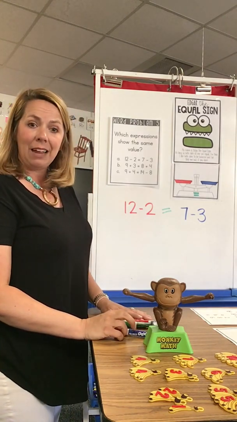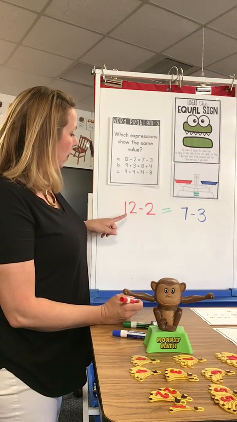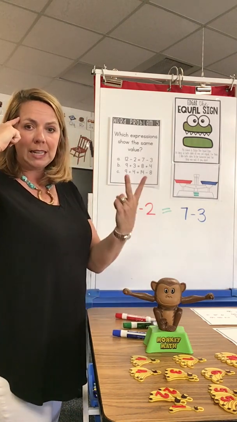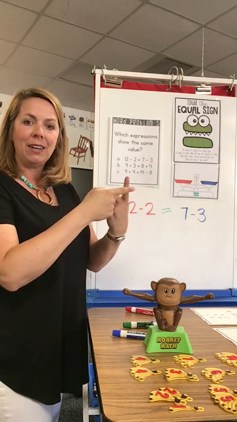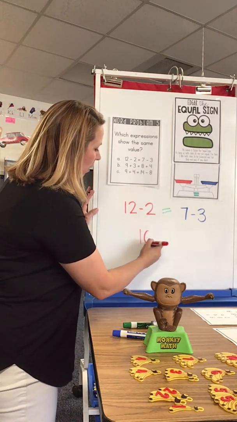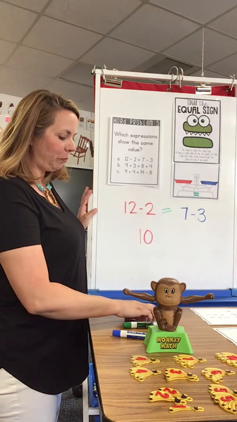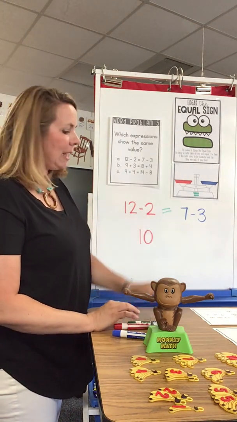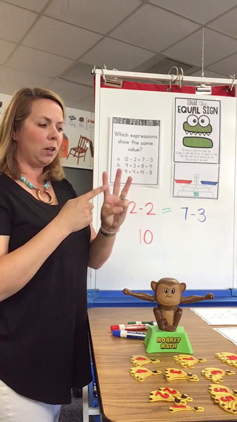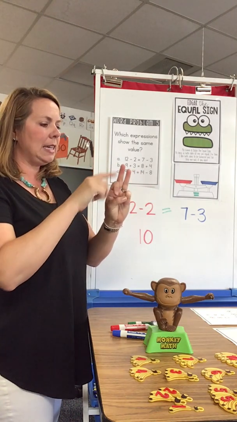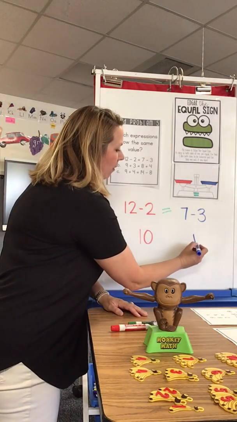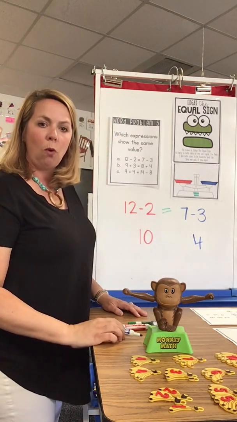All right, they gave us both numbers. Let's solve. 12 minus 2. 12, take away 2. 12, 11, 10. 12 minus 2 has a value of 10. Let's solve the other side. 7 minus 3. 7, take away 3. 7, 6, 5, 4. 7 minus 3 has a value of 4.